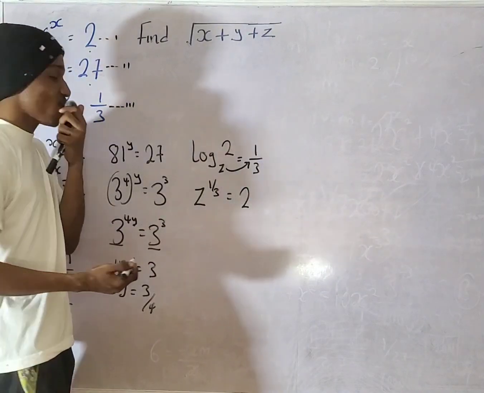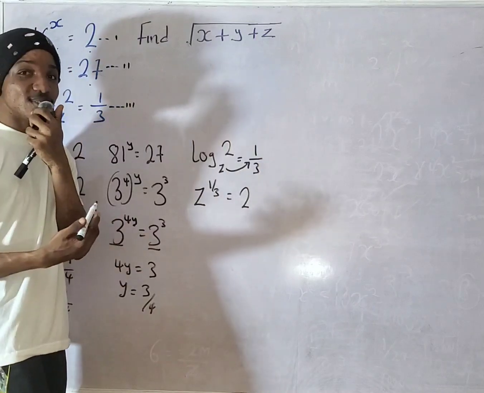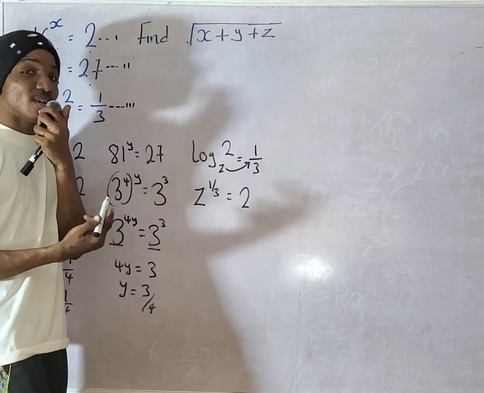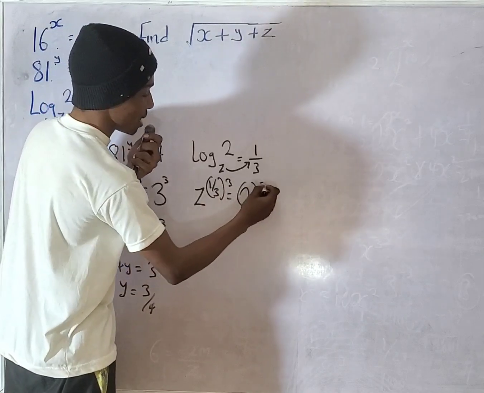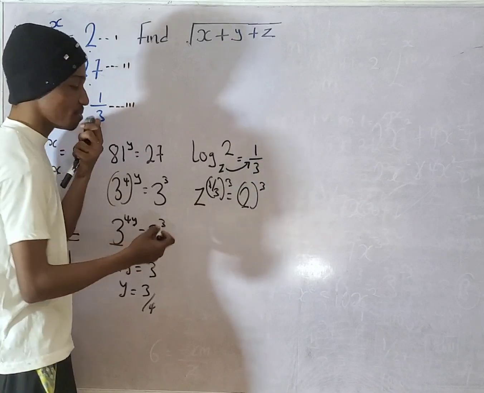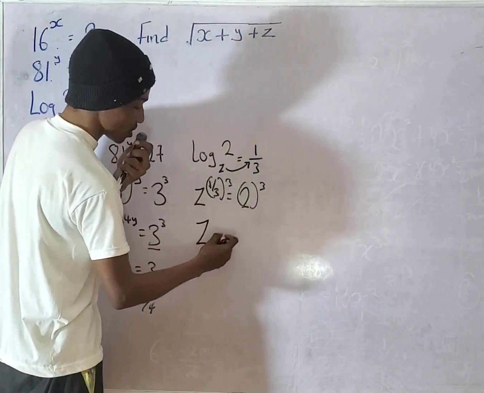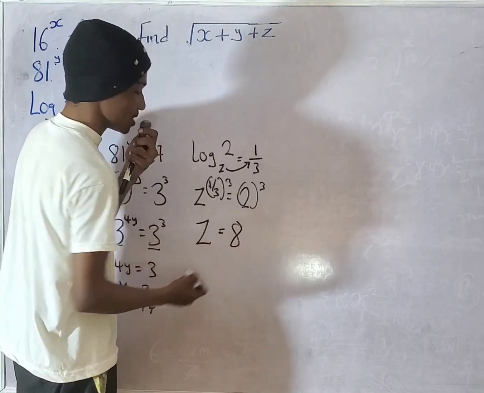Are you getting it? Okay, now listen. I have to do something to the exponent of this z to make it 1. What is that? I have to multiply the exponent by 3, and this also by 3. So 3 times 1 is what? 3. 3 divided by 3 will give me 1. z raised to the power of 1 is z. So I'm going to have z equals 2 raised to the power of 3, which is 8. So the value of z is 8.